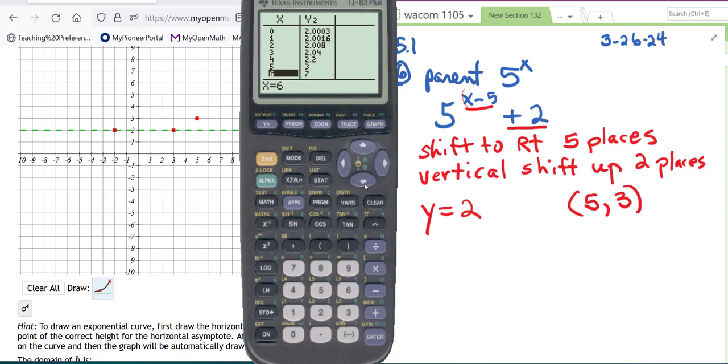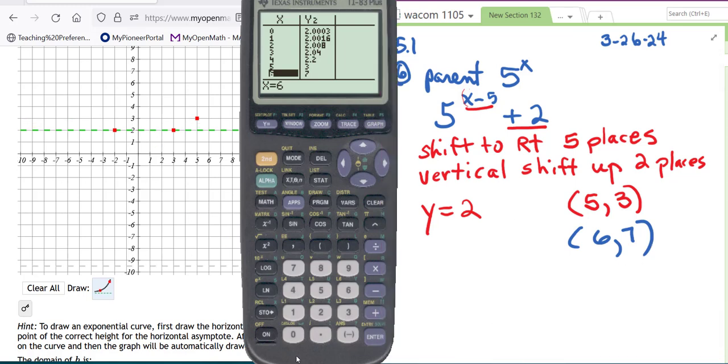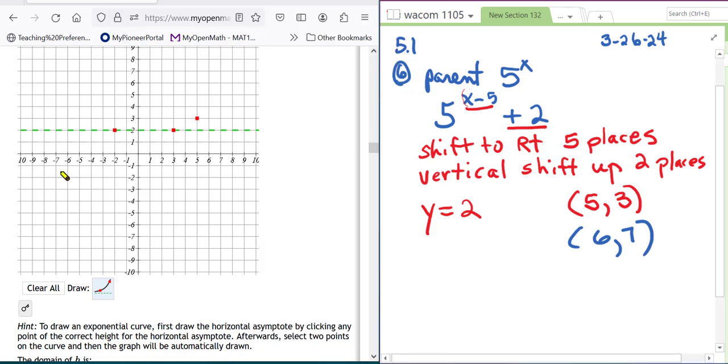All right, so I did 5, 3. Let's do 6, 7. 5, 3, and 6, 7. See if we can get a graph with that. So we have to clear it out. We have to put the asymptote on. We're going to do the point 5, 3, and we're going to do the point 6, 7. All right, there we go.